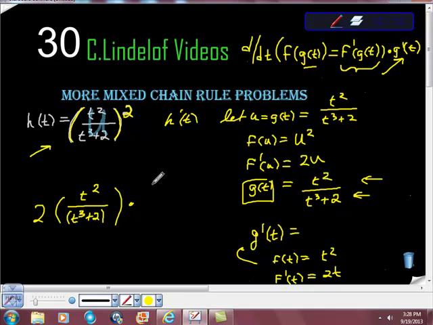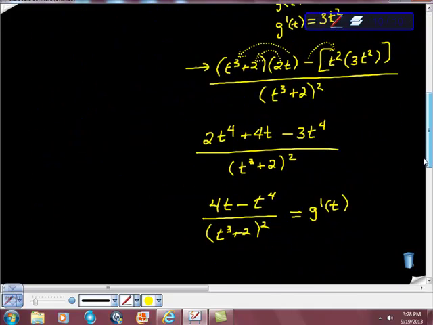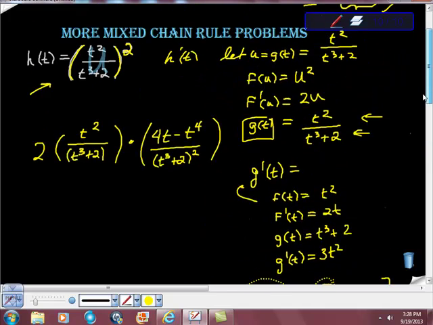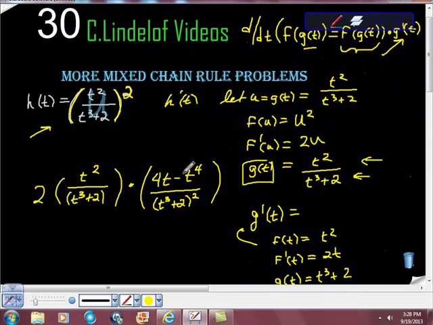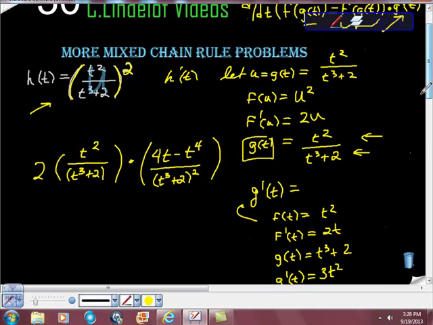And g prime at t, if you remember, was 4t minus t to the fourth all over t cubed plus 2 squared. Isn't that awful? Let me go back and check that piece of math, and there it is. Good, right? If you wonder why I switched positions here to here, I was trying not to lose this negative sign, so I just tucked it in there to make sure I didn't lose it.